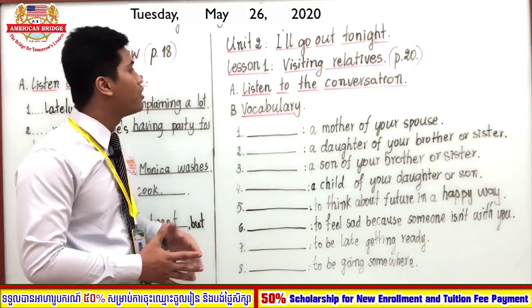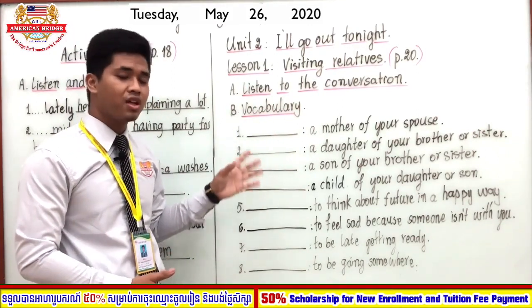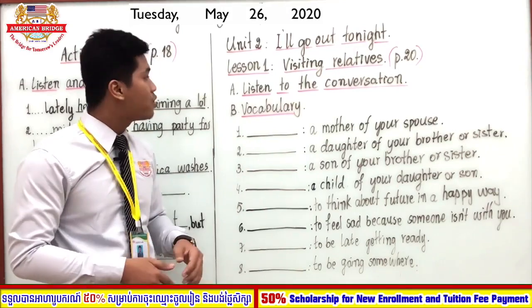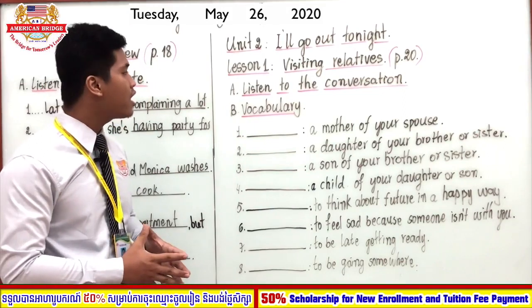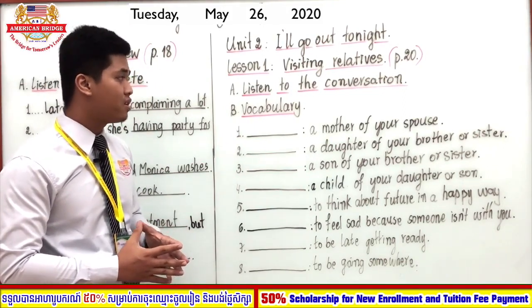So before we look at the future tense, there are some important aspects that we need to cover before we look at the language focus. So here is unit 1 on page 20, and the title of lesson 1 on page 20 is visiting relatives.